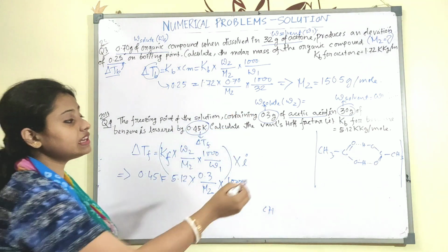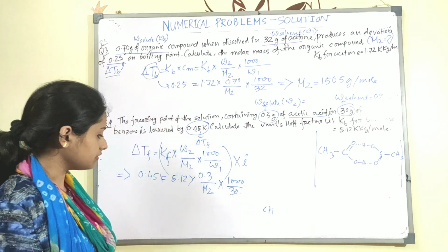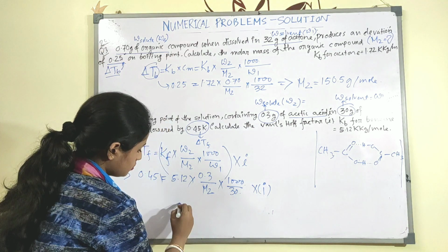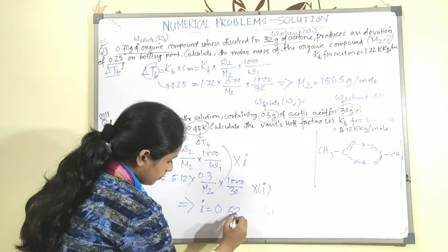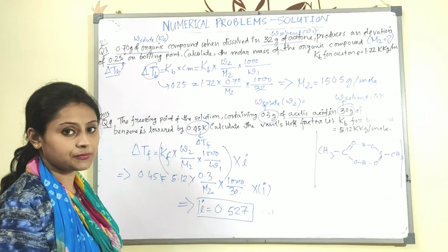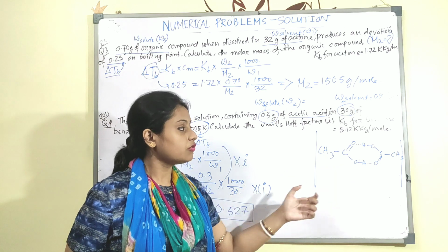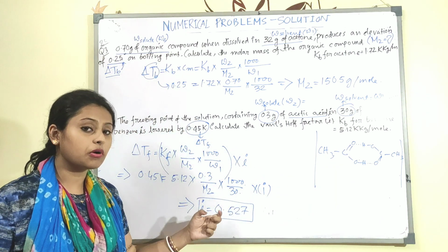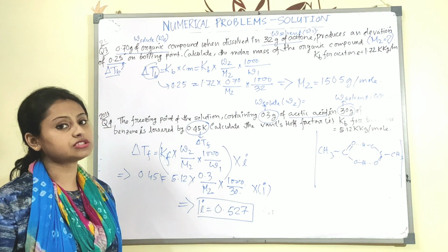What is the weight of solvent there? This is 30 gram. So see, all the data are given and we just need to find this i. So the value of i will be 0.527. So this will be the Van 't Hoff factor. See, basically acetic acid always dimerizes, so Van 't Hoff factor should be half. Here the Van 't Hoff factor is coming to be 0.5, that is half only. So you can get that the numerical problem is right.